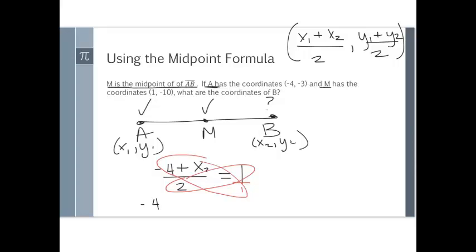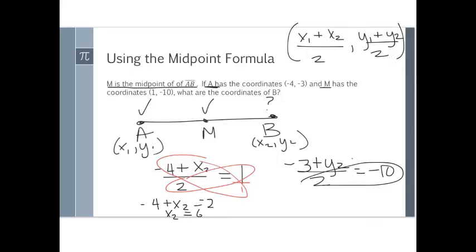Right, so -4 plus x2 equals 2. x2 equals 6. Okay, so the x coordinate of point B is 6. We'll do the same for the y coordinate. y1 is -3, plus we don't know what y2 is. That average is going to be -10. Cross multiply. -3 plus y2 equals -20. So y2 equals -17.